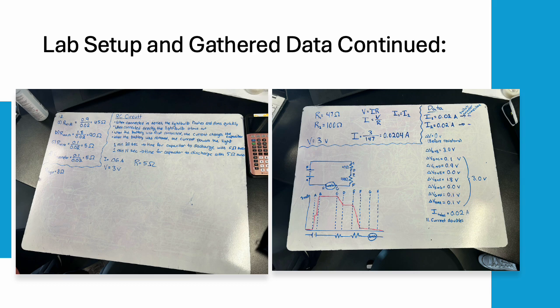Here's our gathered data and a graph showing the voltage change based on the position where we are measuring. You can pause here and take a look at this data.